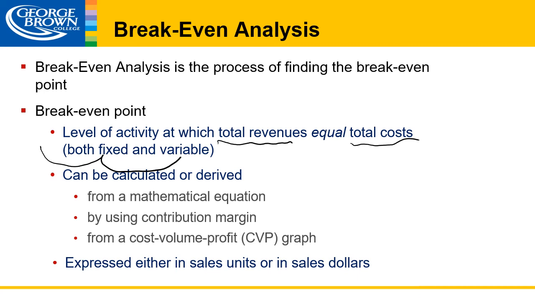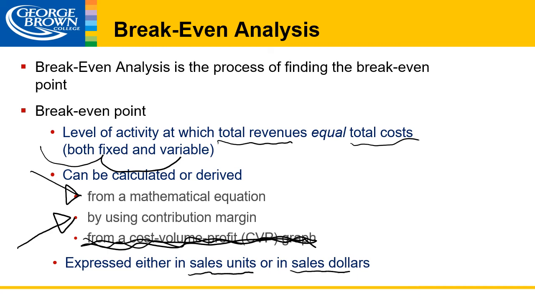This point in your sales can be calculated in a few ways. We're not going to talk about the CVP graph because nobody uses that, and it's pretty much pointless when we have a mathematical equation and using our contribution margin. It's also important to note that our break-even analysis can be expressed in either dollar sales or in sales units. So that's the difference between a dollar sales figure or the amount of guests that we need to serve, right?